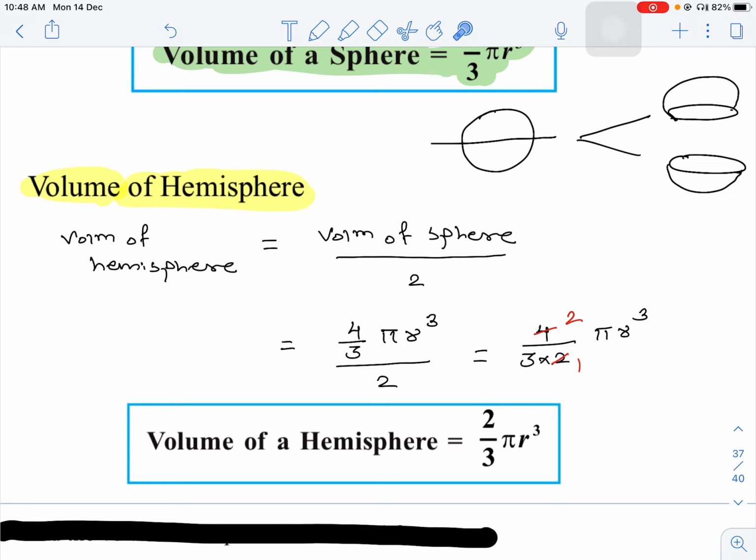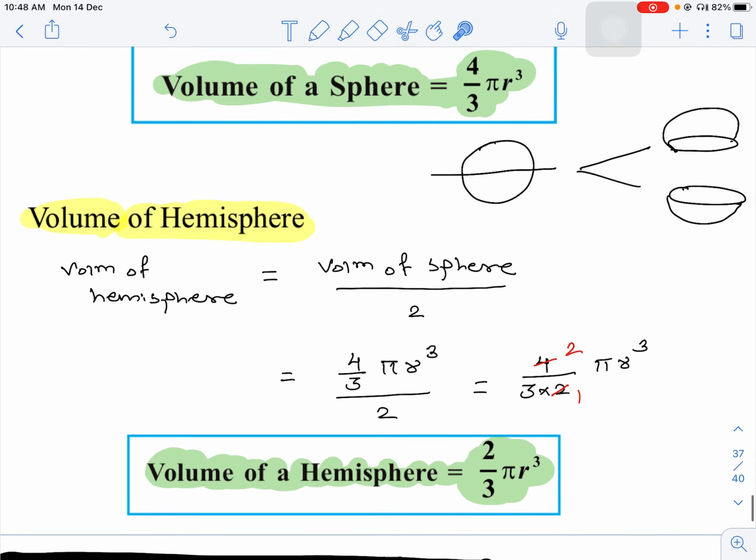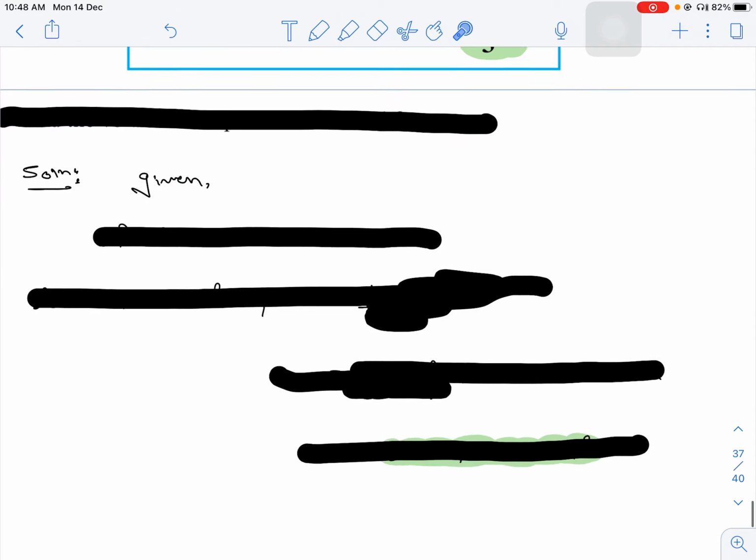So now we have two formulas, the volume of a hemisphere and the volume of a sphere. We get the volume of a sphere is equal to 4 upon 3 pi r cube, and the volume of a hemisphere is equal to 2 upon 3 pi r cube. Now let us solve some examples based on this.